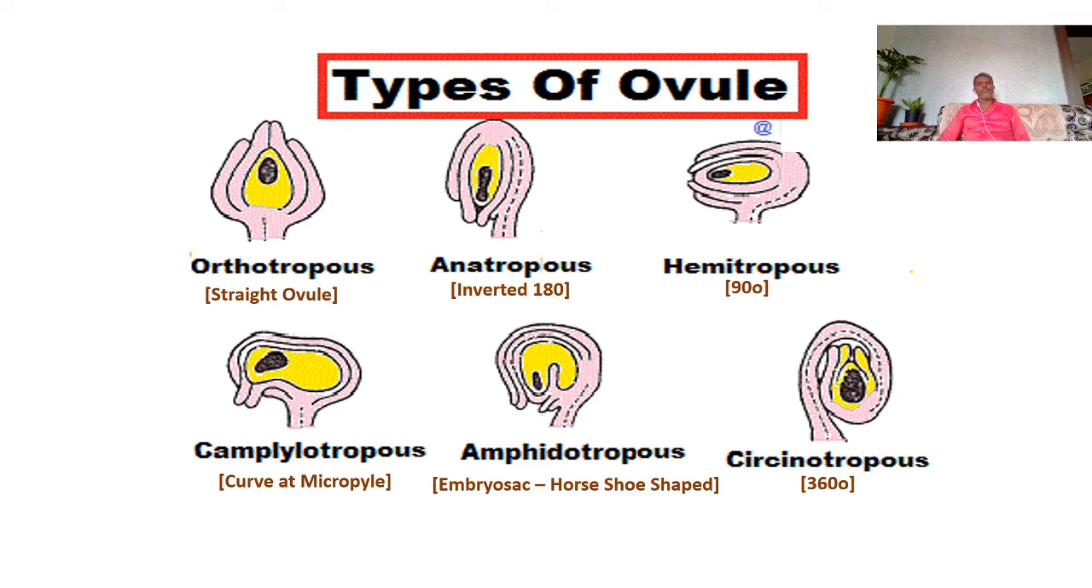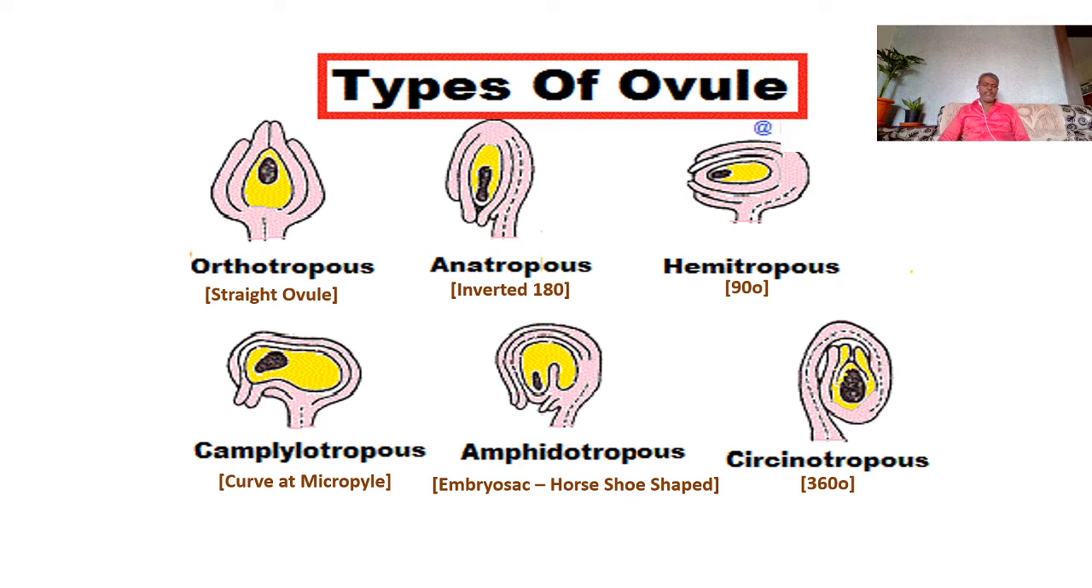The orthotropous ovule is the most primitive type of ovule. They are also known as atropous ovules. Here you can see that the micropylar region, the embryo sac, the nucellus, and the funiculus are all present in a straight line. So these are known as orthotropous ovules or straight ovules. These are very primitive and are seen in the Rosaceae family, Piperaceae family, Polygonaceae family, and Euphorbiaceae family.